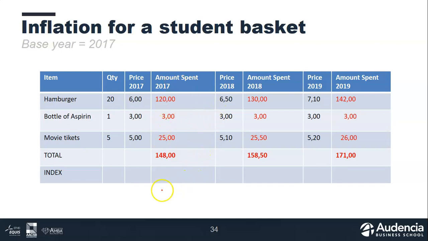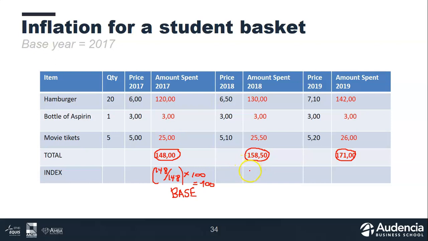So we're going to choose our base year as 2017. And that means what we're going to do is take the amount we spend every year, here, here, and here, and divide it by that amount in the base year. So the index here is going to be quite simple. It's going to be 148 divided by 148, the amount in the base year, times 100. Well, that's just 1 times 100. That's going to equal 100.